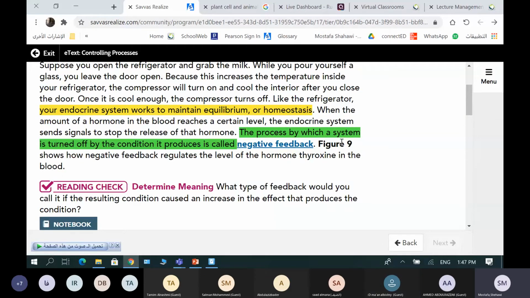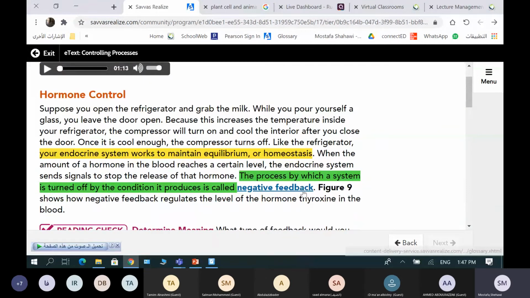Thank you. This paragraph is talking about how negative feedback is like the compressor in your refrigerator. When you open the door, heat flows into the refrigerator and the temperature rises. Then the compressor starts to work once you close the door, taking the heat out and bringing the temperature back down to the normal level. Once it reaches the normal level, the compressor stops working.